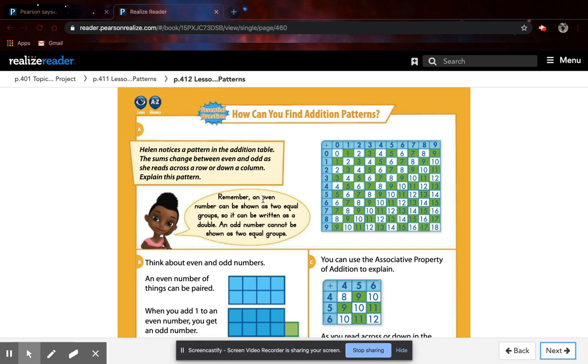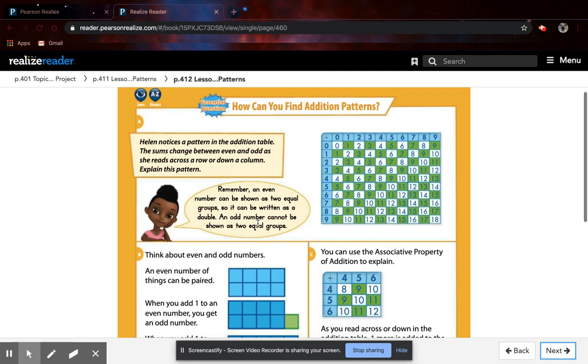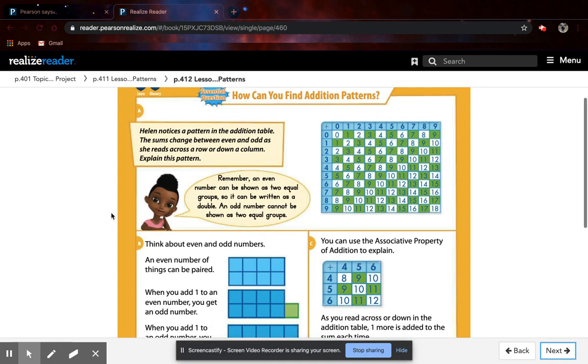So when we're talking about equal groups, that kind of makes me think of multiplication, and hopefully it did for you too. If not, it's okay. But we know that if it's an even number, it can be divided by two. It can be put into two equal groups. If it's an odd number, it cannot be divided by two. It cannot be put into two equal groups. So it's just what they're saying here, but relating it back to addition.